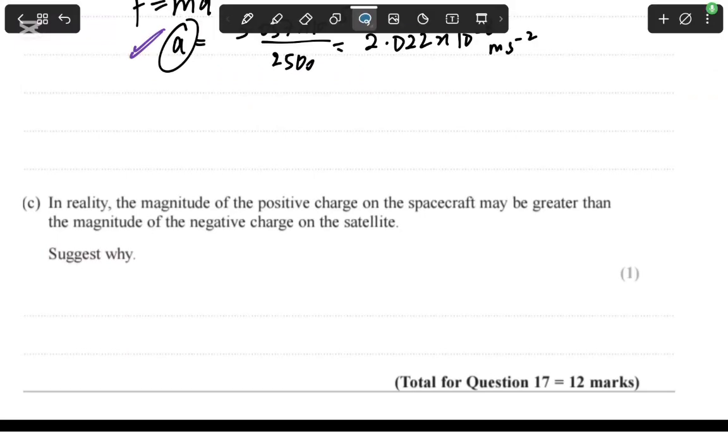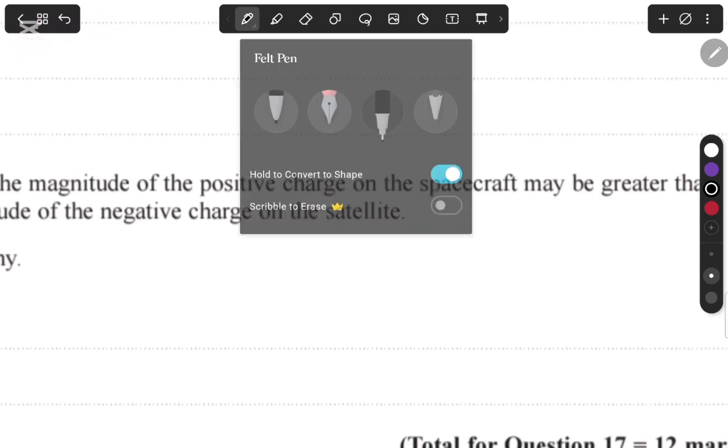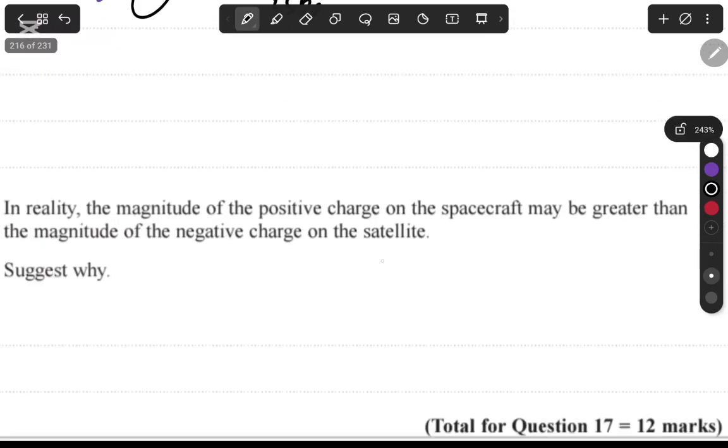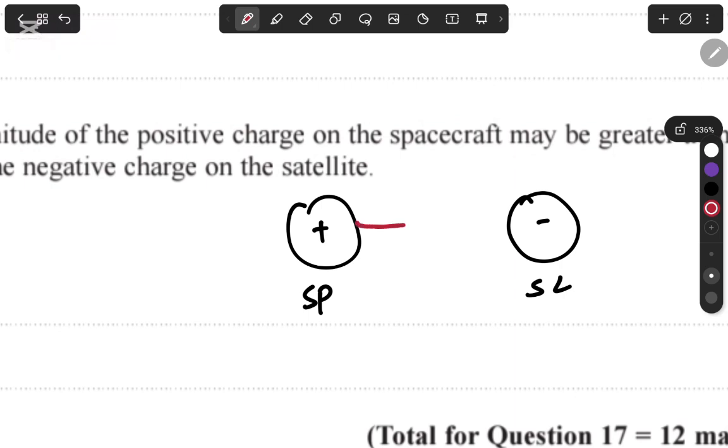So now for part C: in reality, the magnitude of the positive charge on the spacecraft may be greater than the magnitude of the negative charge on the satellite. Suggest why. So let's look at the spacecraft. Okay, this is a spacecraft, and this is the satellite. Now, electrons are flowing from the spacecraft to the satellite. And remember, electrons are being lost by the spacecraft, so it's getting a positive charge. And the satellite is gaining those electrons and becoming more and more negative electrically.